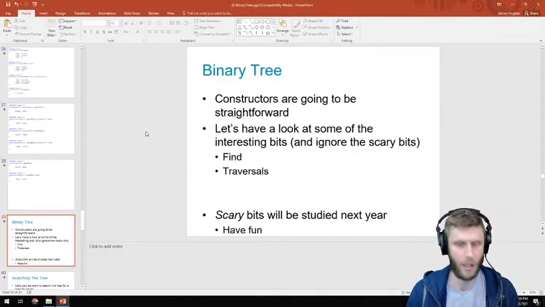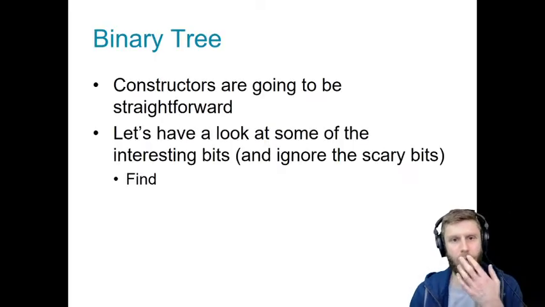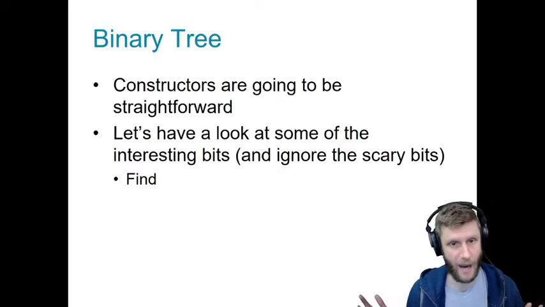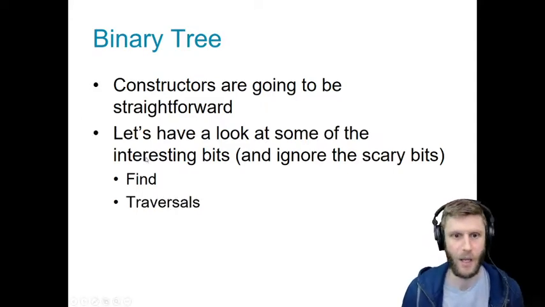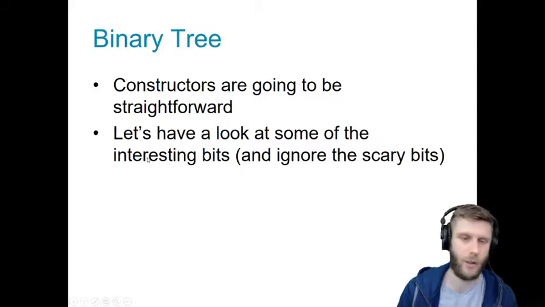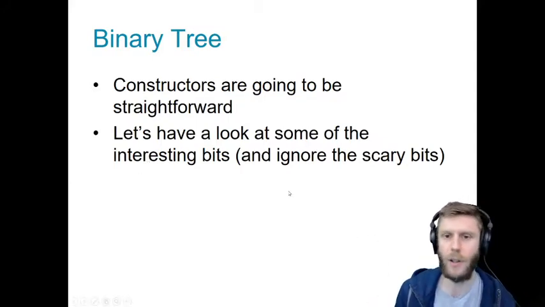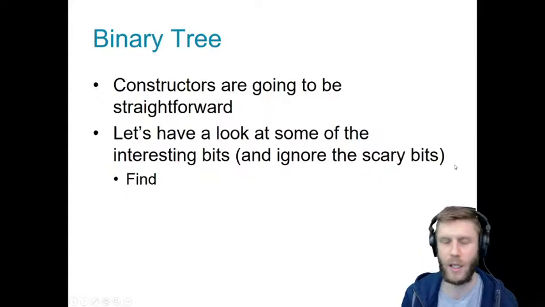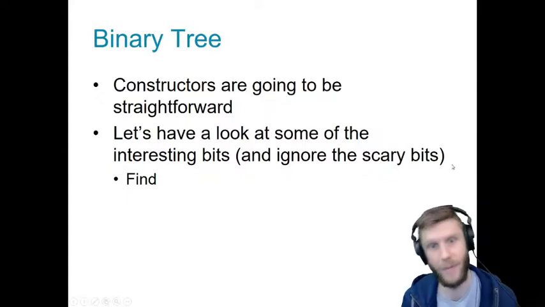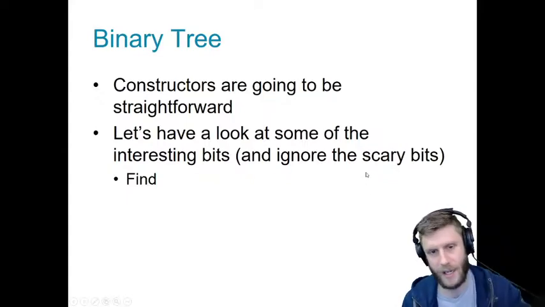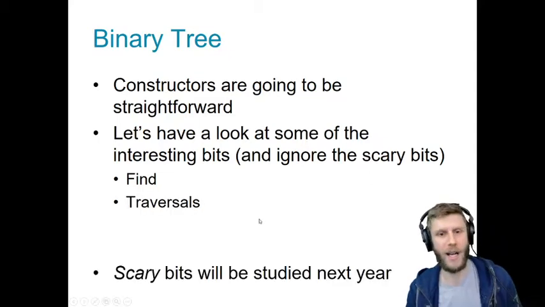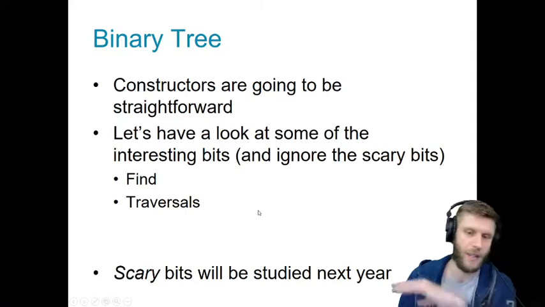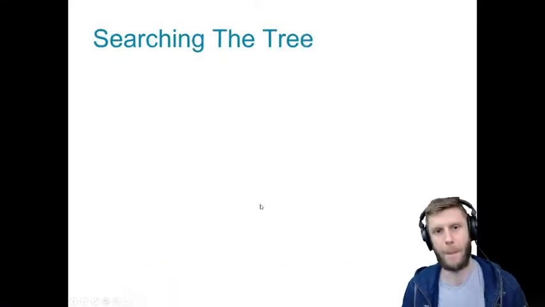That's awesome. So if we want to make a binary tree now, it's going to get a little bit interesting. The constructors are going to be straightforward, right? But let's have a look at some of the interesting bits. We're going to ignore the scary bits like removing from the middle, because you'll learn that next year in 255 or whatever it's called. But we're going to do a find, we're going to do traversals, and the scary bits will be studied next year. So have fun with that.